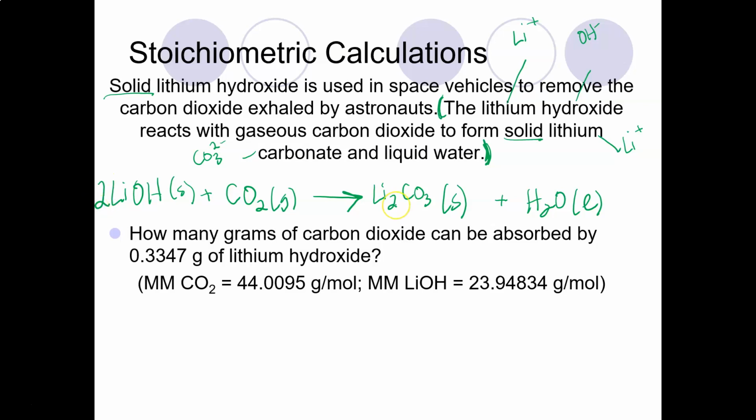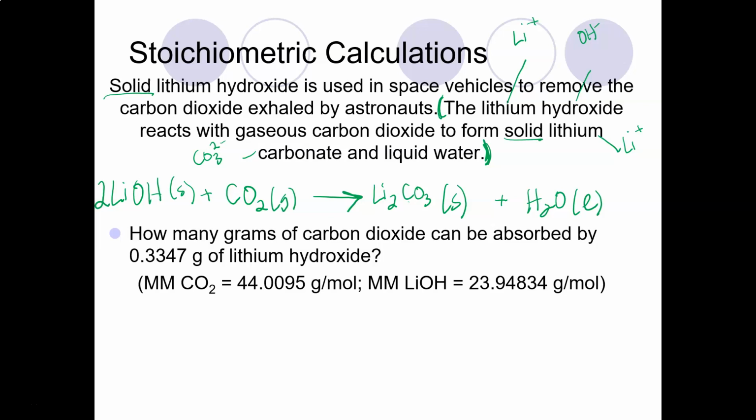Now let's count. So 2 lithiums, 2 lithiums. Let's look at the carbons. 1 carbon, 1 carbon. Let's look at hydrogens. There's 2 sets of 1, so there's 2, so we have 2 and 2. Now oxygens, there's 2 sets of 1, so 2, plus another 2, so 4. There's 3 plus 1, 4. Oh, balanced. Okay. So now that we have our balanced chemical equation, let's look at the actual question. How many grams of carbon dioxide can be absorbed by 0.3347 grams of lithium hydroxide?